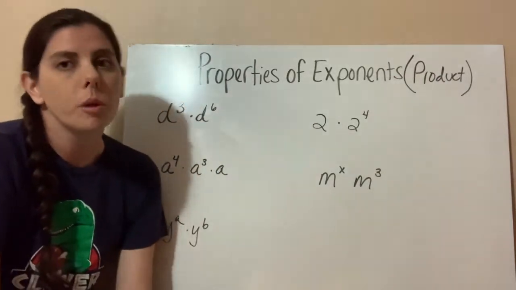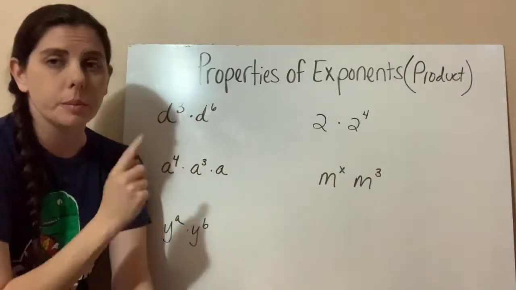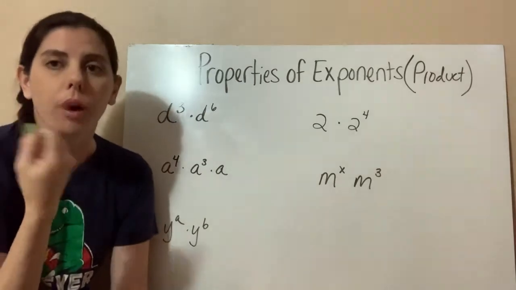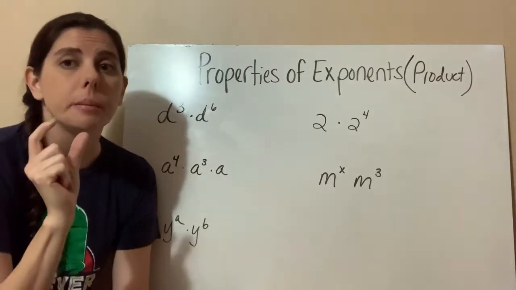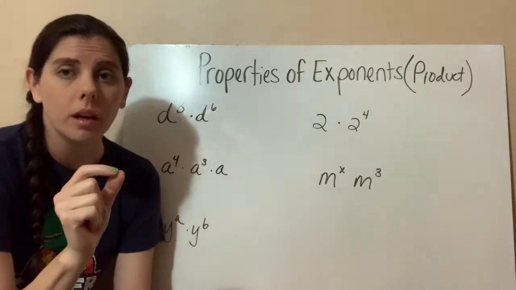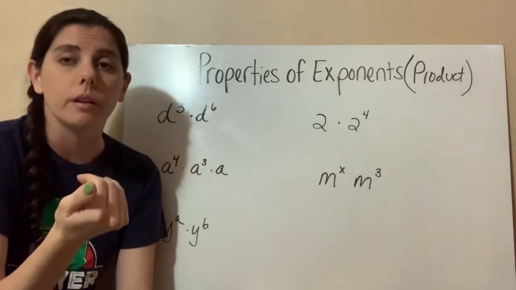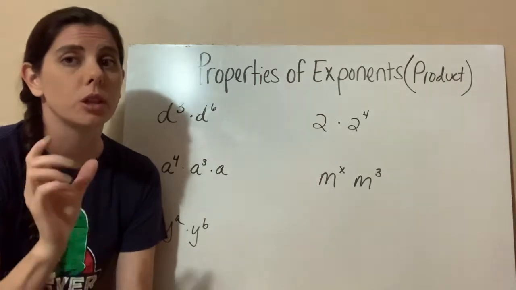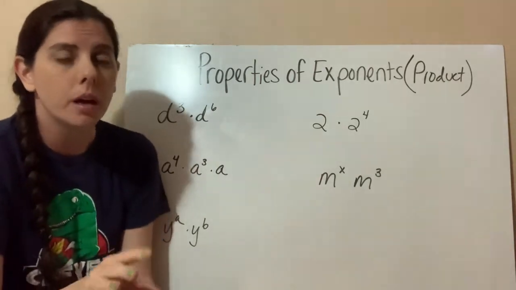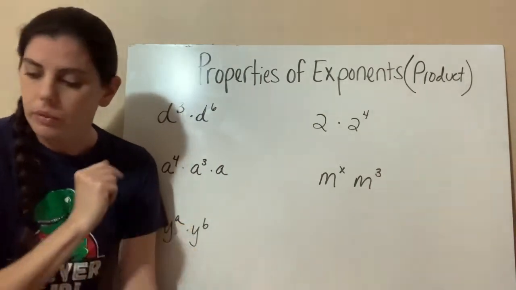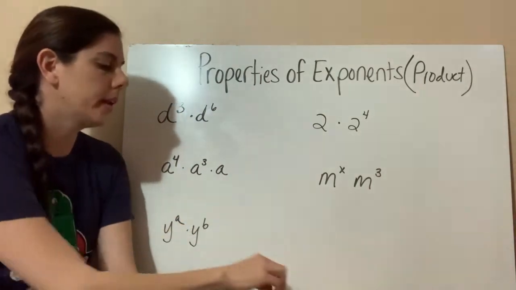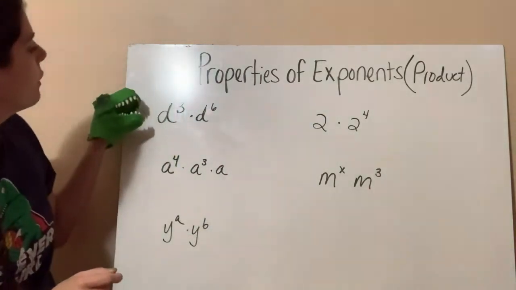So let's get some more practice using the product property. Remember, the product property or the product rule says that as long as the bases are the same, or the variables or the number that the exponent is on, as long as those are the same, all we have to do is add the exponents. Okay? So why don't we go ahead and take a few minutes and we'll look at our first one.